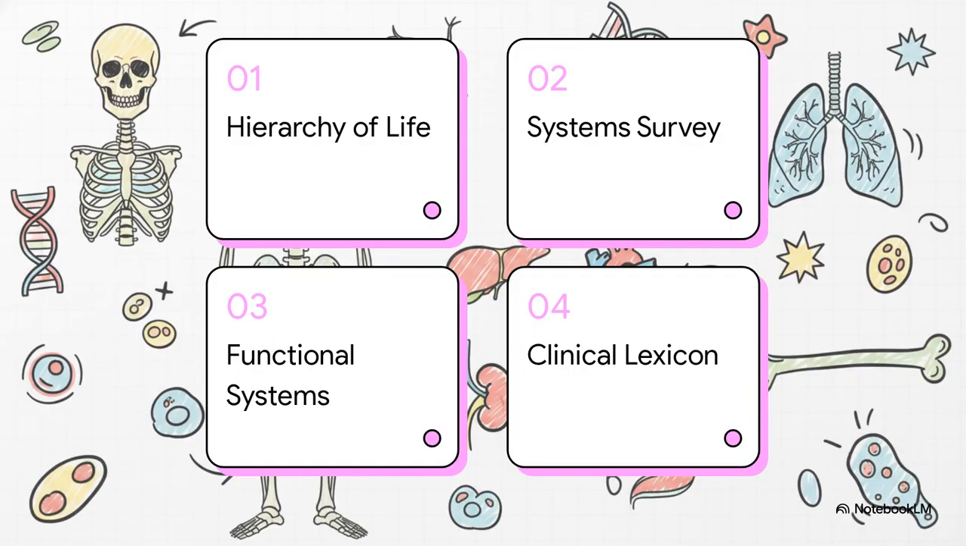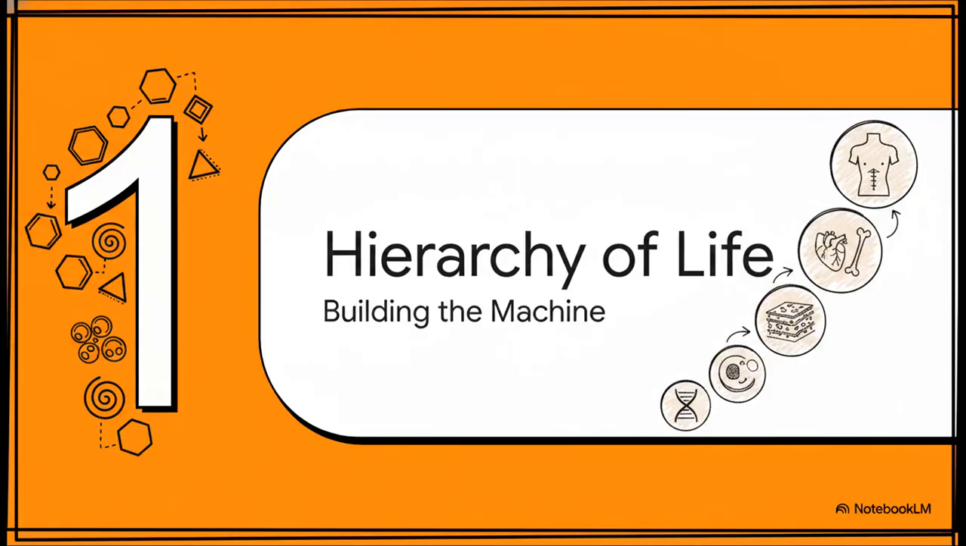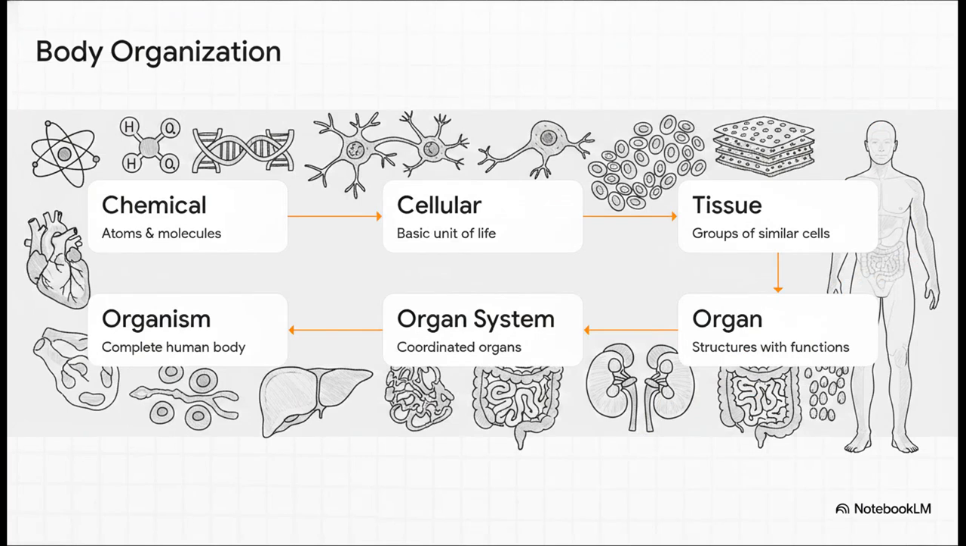So here is your syllabus for today's orientation. We're going to examine the structural hierarchy of life, take a really rapid survey of the organ systems, do a deep dive into the body's functional frameworks, and finally, we'll wrap up with the clinical lexicon. It's a strict macro to micro journey, so let's get started. Section 1. The structural hierarchy of life, or as I like to call it, building the human machine. Let's move on and see how this builds.